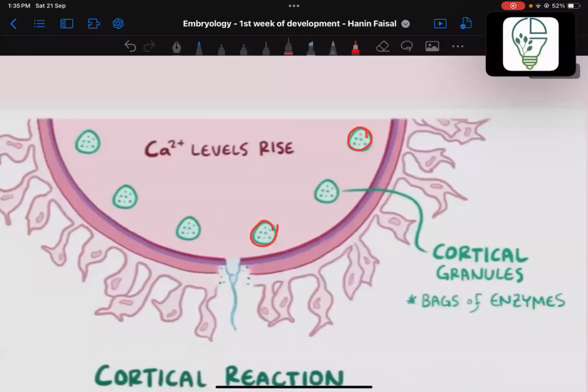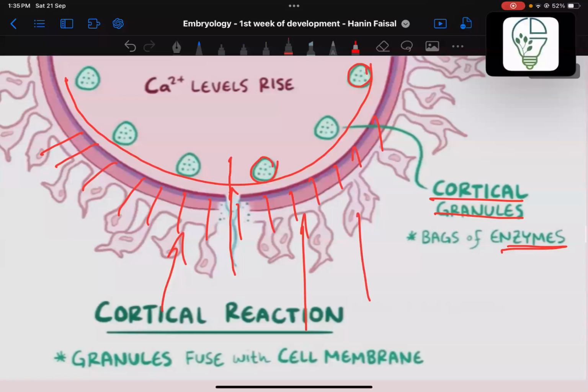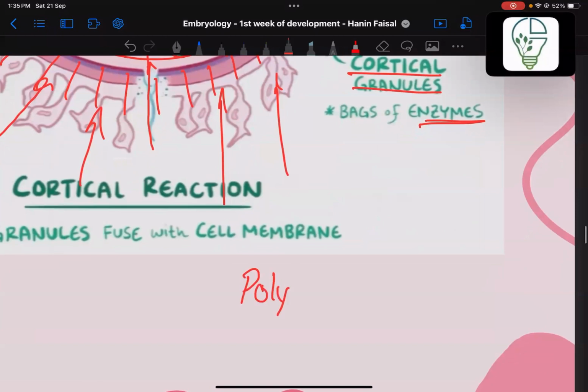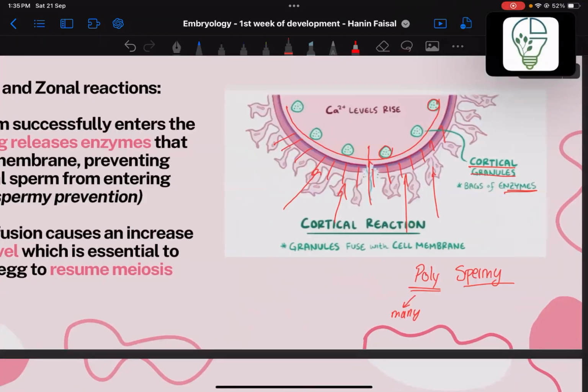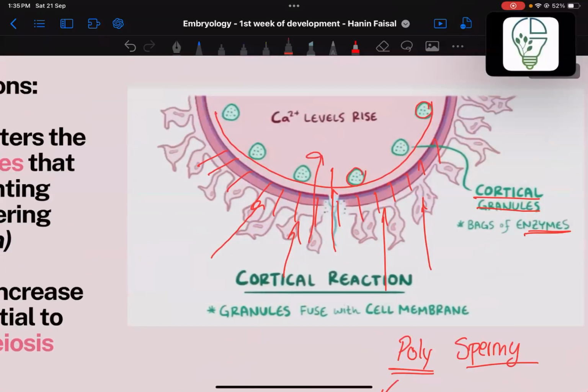What happens is when the sperm penetrates the zona pellucida and enters into the cytoplasm, it will stimulate the cortical granules to burst, releasing the enzymes. And what will the enzymes do? It will make this wall hard. It will harden the wall. If the wall gets hard, the rest of the sperms won't enter, preventing polyspermy. What's the meaning of polyspermy? Let's break it down. Poly means many, and spermy means sperms. So this reaction would prevent the multiple sperms from entering and fertilizing the oocyte.